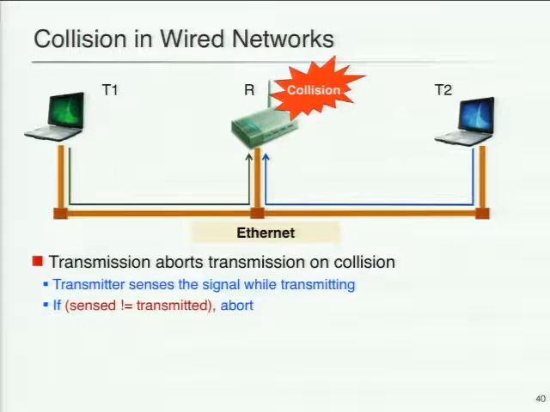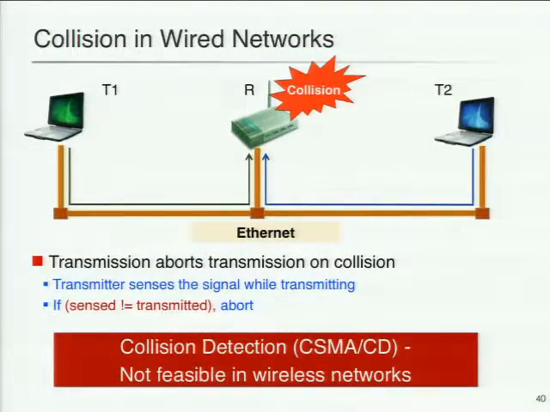Now if you think about a more matured physical layer like the wired networks, this is exactly what happens. The transmitter senses the channel as it is transmitting. If what it senses and what it is transmitting are not the same, it concludes that there is probably a collision at the receiver. It goes ahead and aborts its transmission. This is called collision detection, or CSMA/CD. And we have believed as wireless researchers that this is not feasible to do in the context of wireless networks.